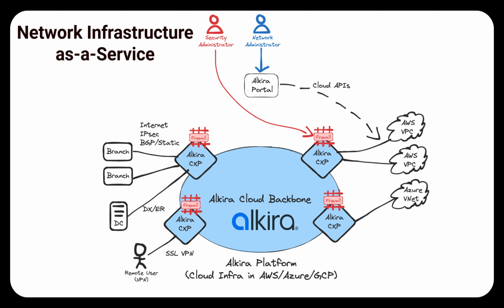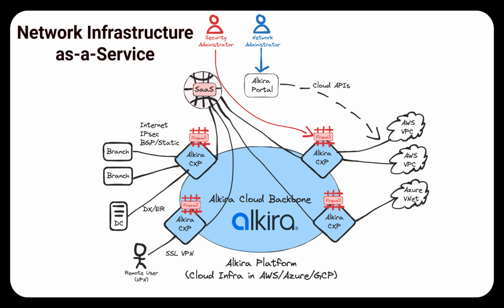This model contributes to an overall lower total cost of ownership, as enterprises can significantly reduce the number of firewalls and the number of administrative touchpoints in their environment. For SaaS applications like Office 365, Salesforce, Zoom, and so on, each Alkira Cloud Exchange point provides Internet access. Branches, physical data centers, remote users, and cloud workloads can optimally and securely access any of the SaaS applications through the Alkira Cloud Exchange point they are connected to.